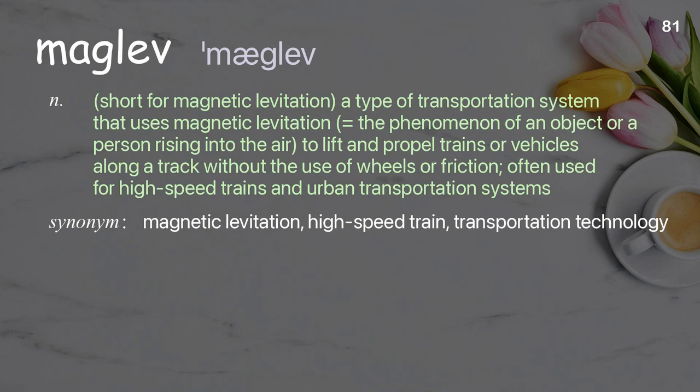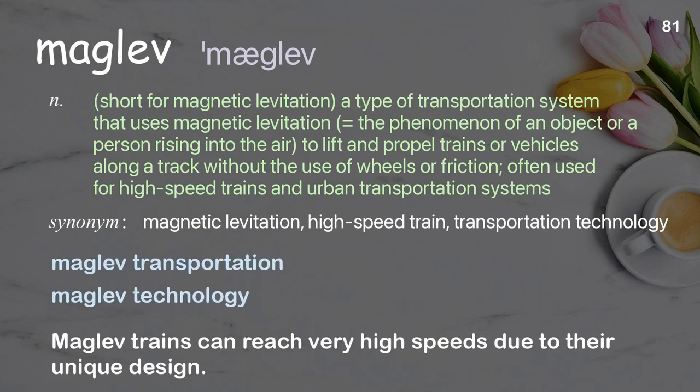Maglev: short for magnetic levitation, a type of transportation system that uses magnetic levitation, the phenomenon of an object or a person rising into the air, to lift and propel trains or vehicles along a track without the use of wheels or friction, often used for high-speed trains and urban transportation systems. Examples: maglev transportation, maglev technology. Maglev trains can reach very high speeds due to their unique design.